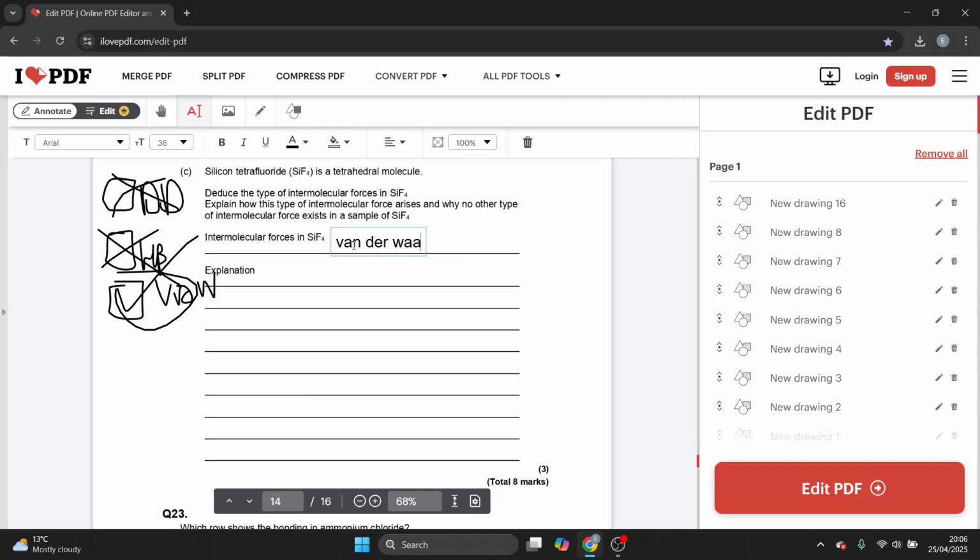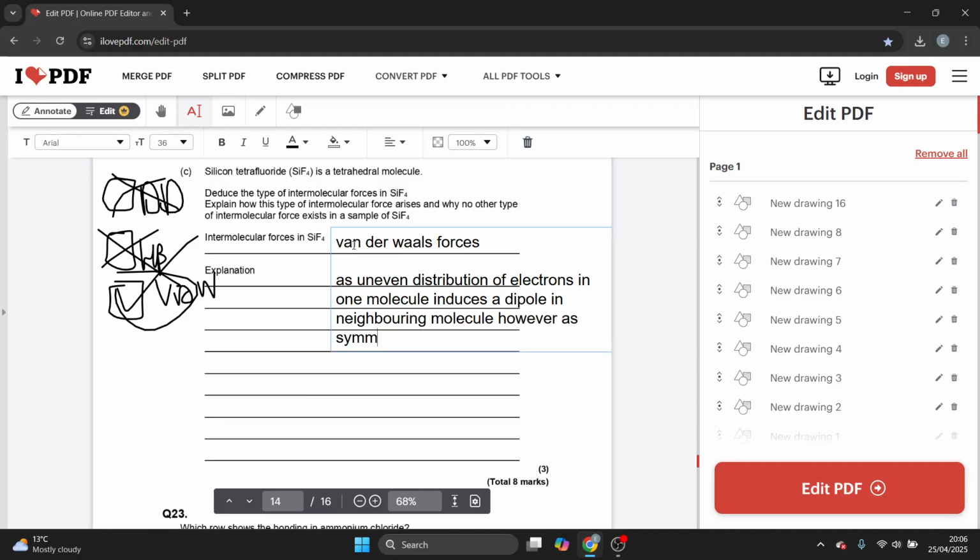Van der Waals forces: an uneven distribution of electrons in one molecule induces a dipole in a neighboring molecule. However, as it is a symmetrical molecule, hence the dipoles cancel out. But you could also say, because it asks why no other type of intermolecular forces, that as no hydrogens are bonded, well, it can't be, Si is bonded to fluorine, and no hydrogen bonding.